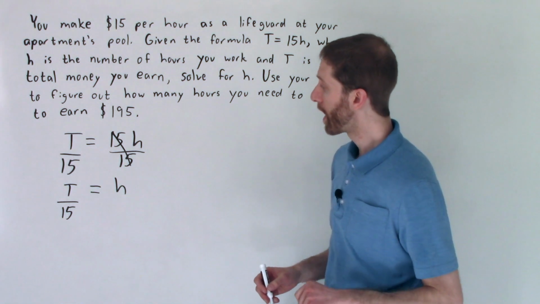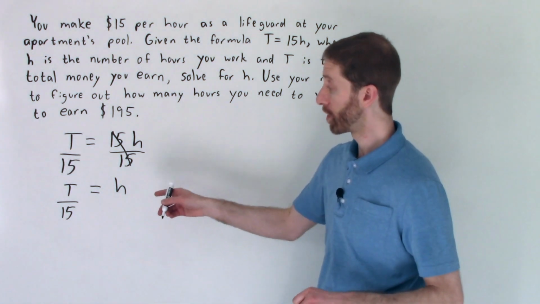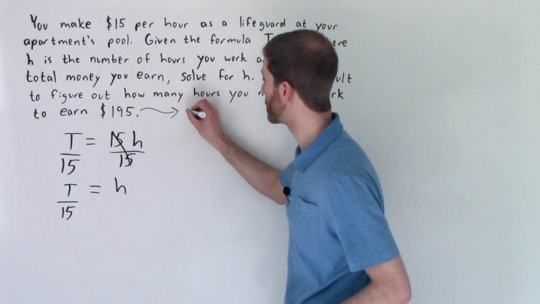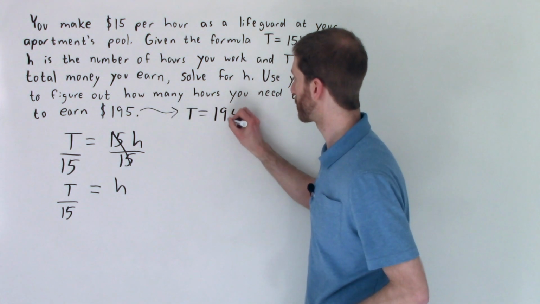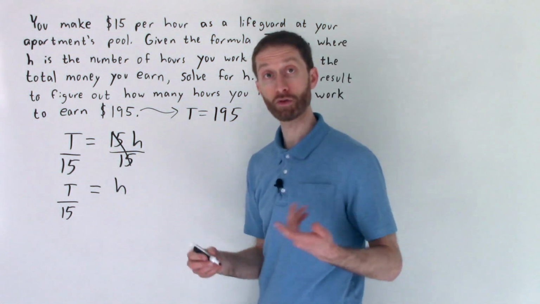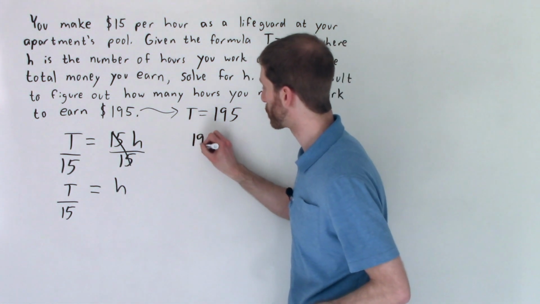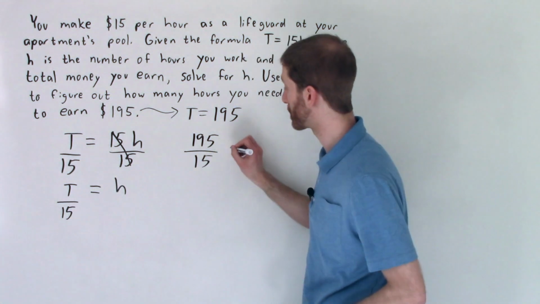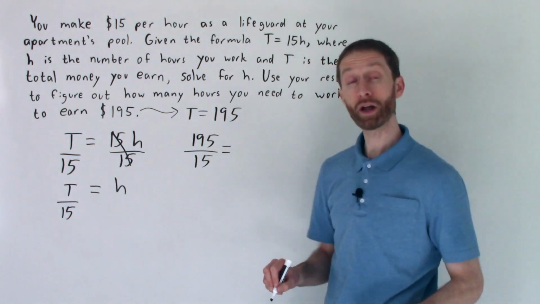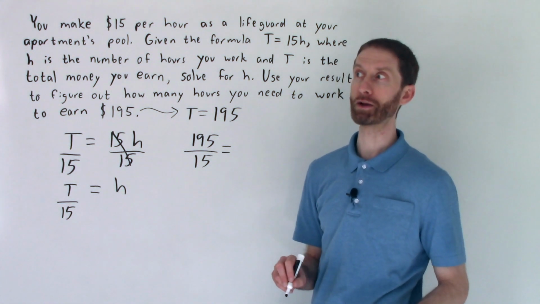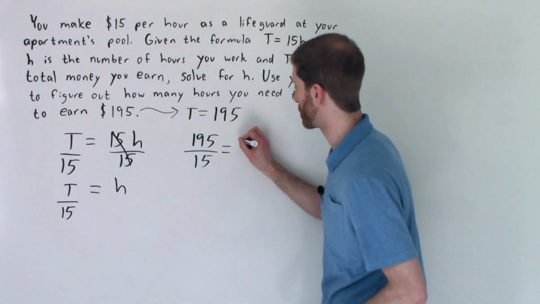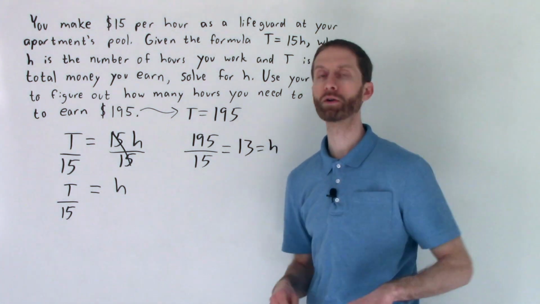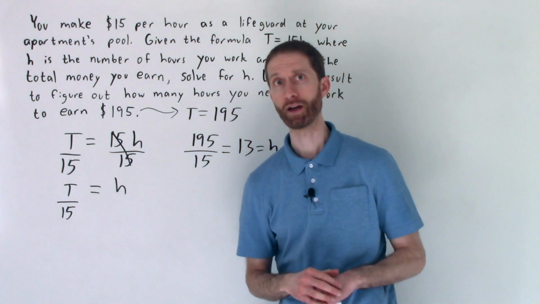So now from here, I need to solve for H when T is 195. So that's what this means. So they're basically telling you T equals 195. So we're going to plug that in for T, or evaluate it in. So 195 over 15, using the formula we've now solved, will give us the amount of hours H. 195 divided by 15 is, I believe, 13. So that's going to be 13 equals H. So you need to work for 13 hours to get to that goal of $195.